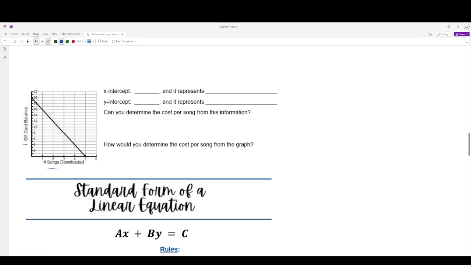Every song they buy, they went from $20 to $16 to $12, so they're spending $4 on every song. Our x-intercept is 50. And then what it represents, remember we mean in words, in terms of this problem, it represents the maximum number of songs you can buy.